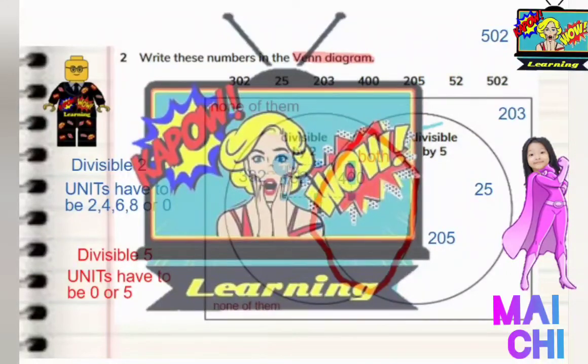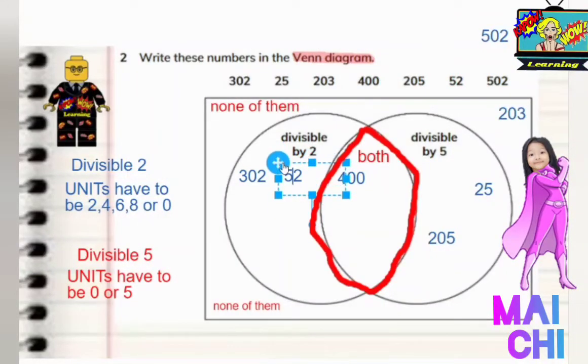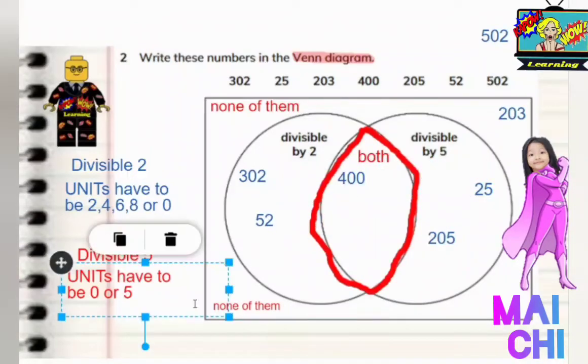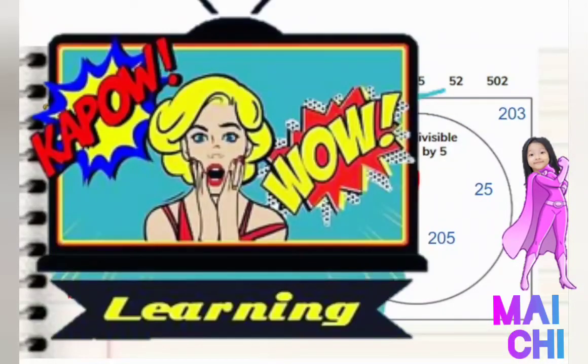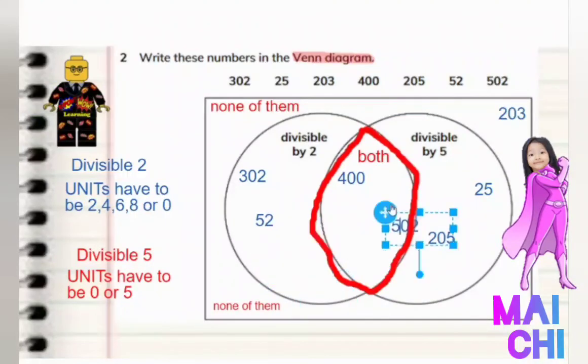Don't rush. 52, is that divisible by 2? Yes. Is it divisible by 5? No. And if you're not sure, this is why Miss Crystal is working it out. If you have a look here, divisible by 5, units have to be 0 or 5. And the last one, Mai Chi, 502, is that divisible by 2? It is. Is it divisible by 5? It is not. No. So there you go.